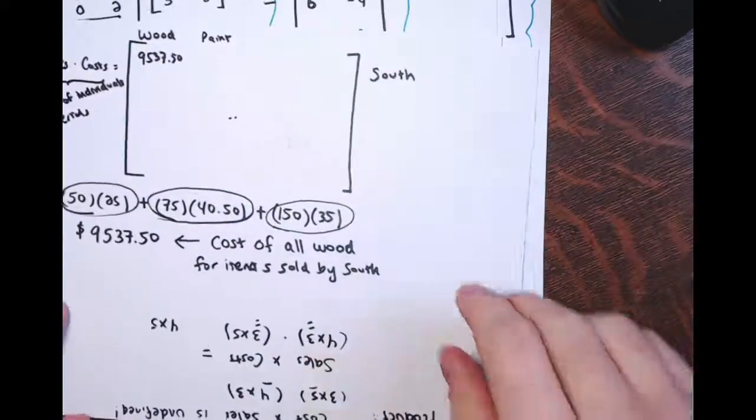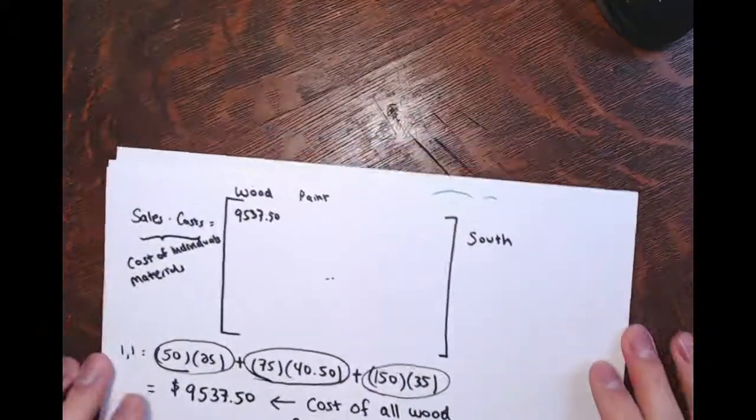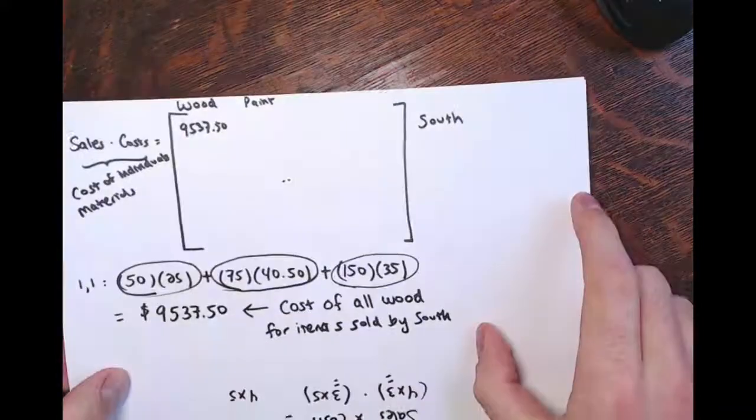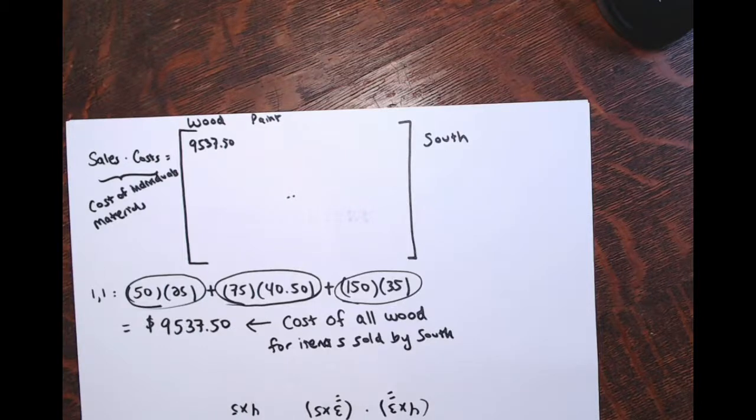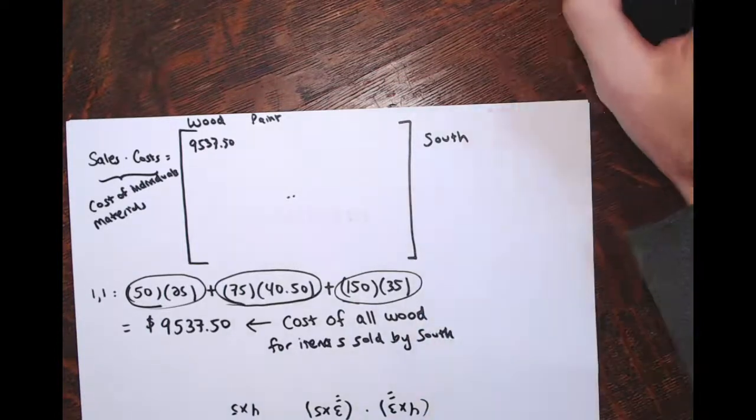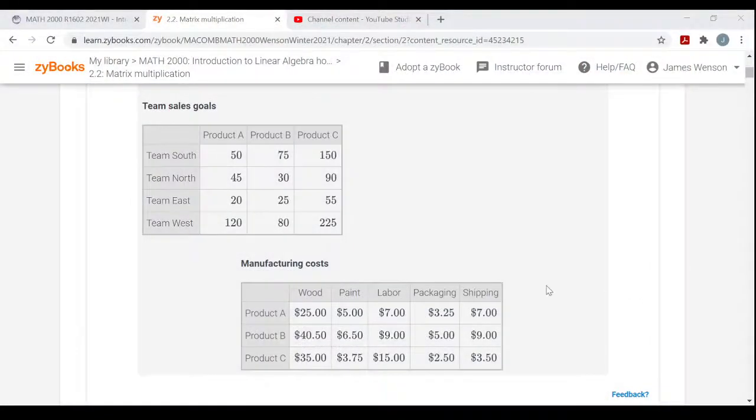I'm not going to do the whole matrix. There's 20 spots to fill. It's a 4x5. But I just wanted to point out that matrix multiplication, especially when numbers have meaning in units, dollars and ounces and minutes and whatever, will have meaning. Right here, this particular product would represent the total cost of these individual materials for the objects sold by a particular team. Okay, so that's all I wanted to get out of this chart up here.